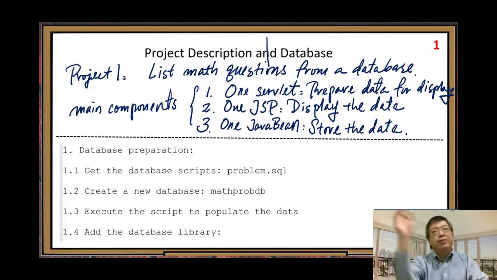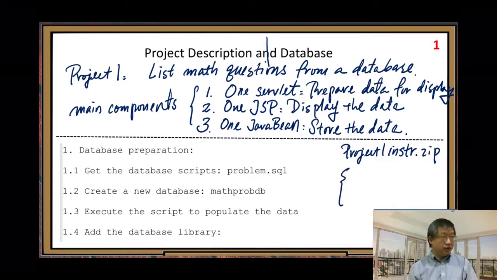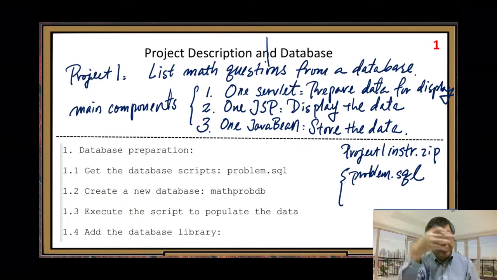Next, database preparation, our step 1. You can download the instruction file. I put it in Canvas. I created a zip file called project1 instruct.zip. You download it. Inside it, I have two text files. The first one is our database script, problem.sql, which we will use to create a database soon. Second, the instruction text file.